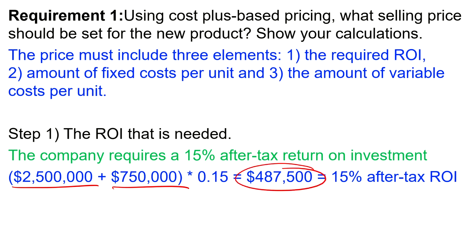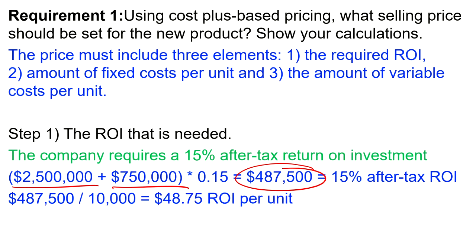Okay? Now, we also have to deal with the fact that there are 10,000 units. So 10,000 units gives us $48.75 of ROI per unit. And this is what it is that's after tax. Okay, that's what we need after tax.